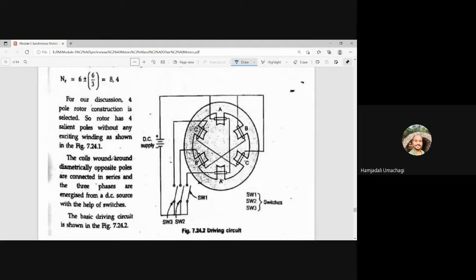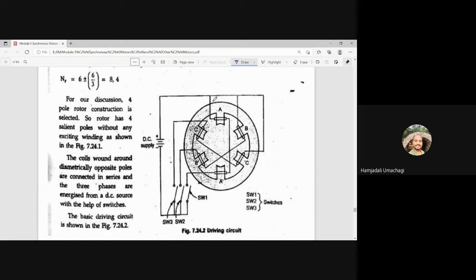Then the coils wound around diametrically opposite poles are connected in series. Here the coils for phase A and A dash are connected diametrically, and that too in series. The three phases are energized from a DC source with the help of switches SW1, SW2, SW3. This is the basic driving circuit for the stepper motor, shown in figure 7.24.2.